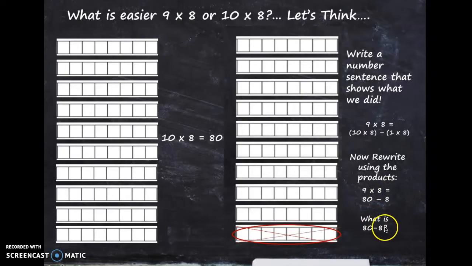I can solve for that. What is 80 take away 8? And that gives us 72 for our product. So now I'm doing 10 groups of 8, which is 80, minus 1 group of 8, which is 8, where we subtracted that group, to give us 72.